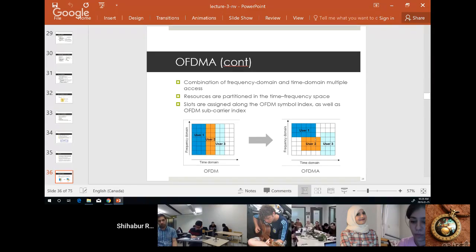OFDMA builds on that but improves on it by allocating different frequency tiles to different users at the same time. That improves resource utilization while at the same time avoiding interference, so the users do not interfere with each other. There are different techniques to avoid interference. There are also guard channels in between that avoid overlapping at the border of the frequency bands or subbands. So there is a lot of technology that prevents different users from interfering with each other based on this allocation.